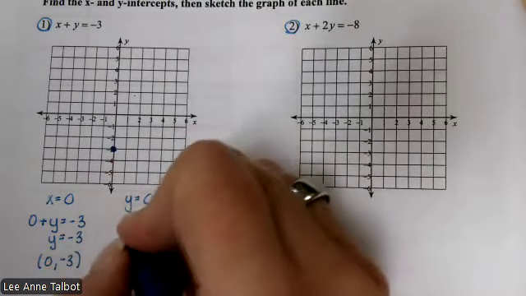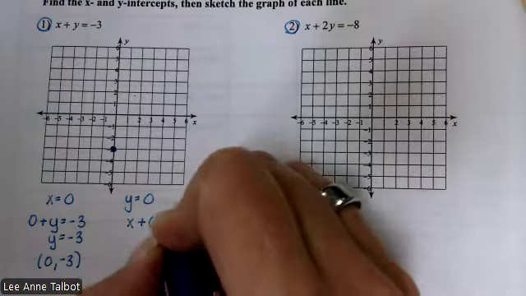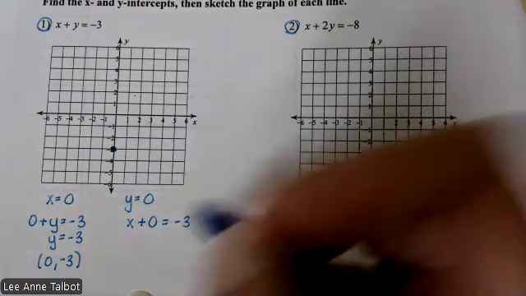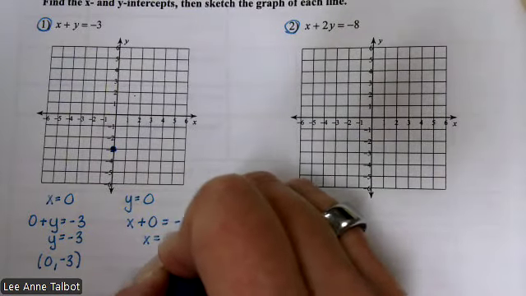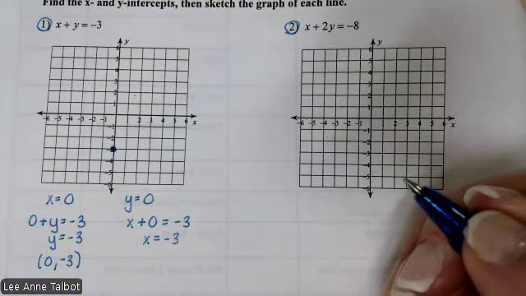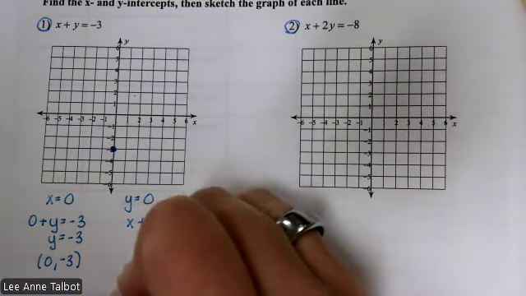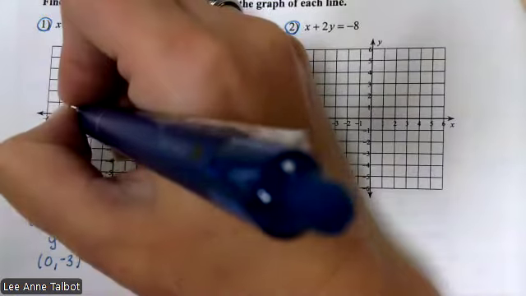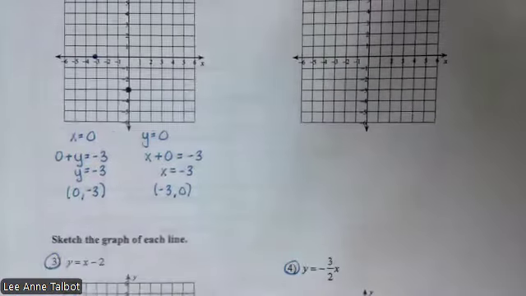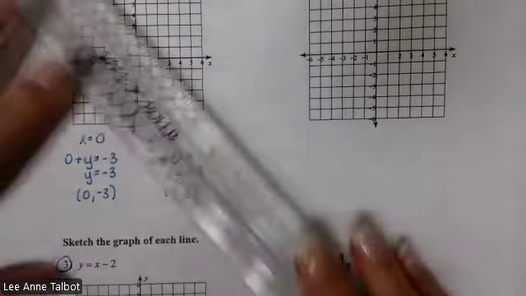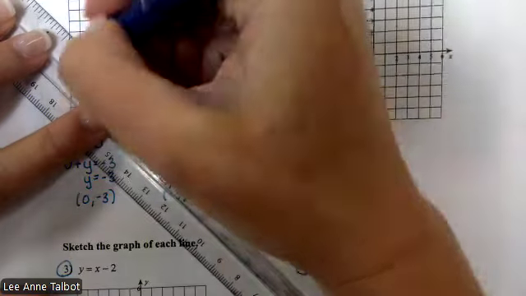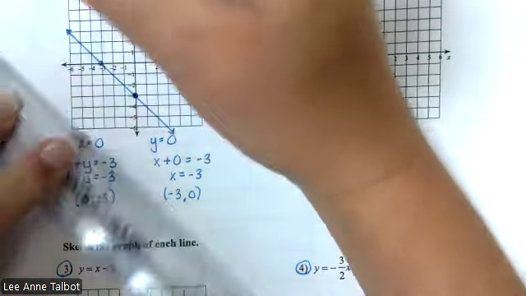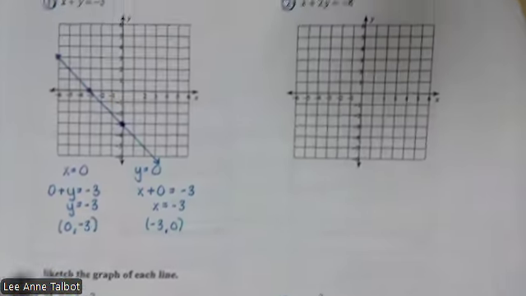Okay, now y is 0, x plus 0 equals -3. x equals -3. (-3, 0), which is here. Perfect.